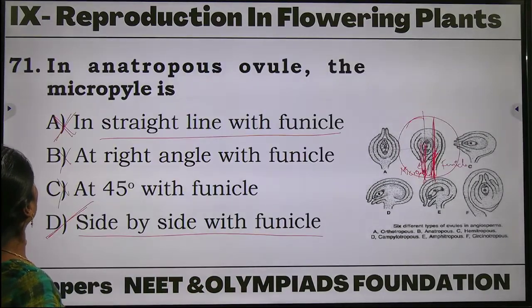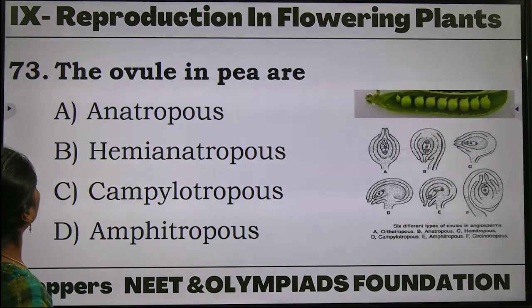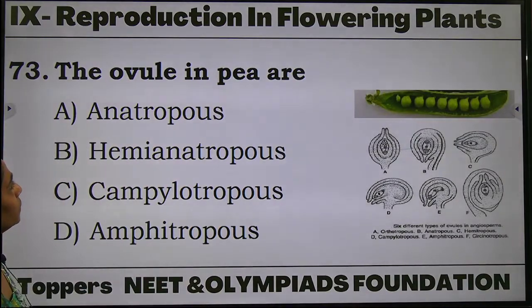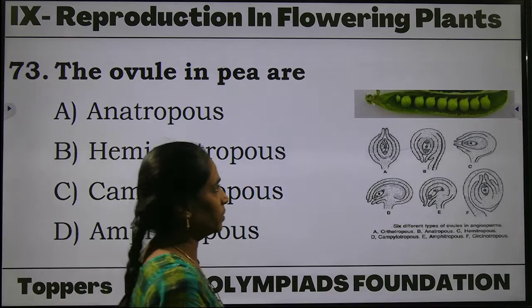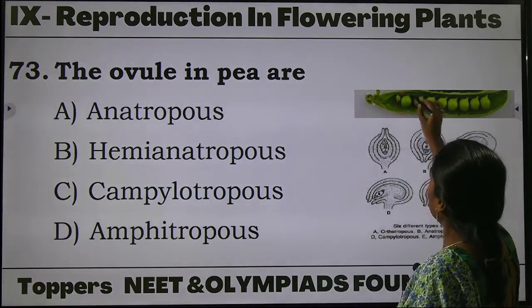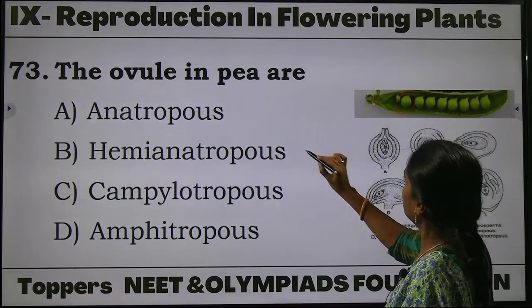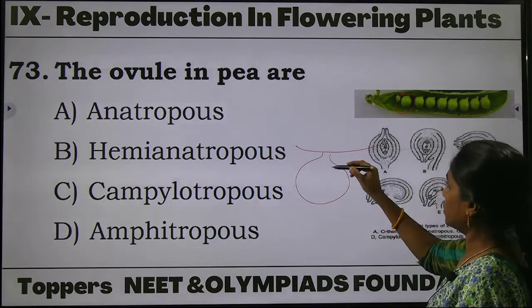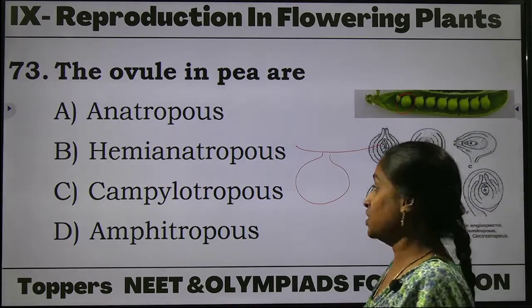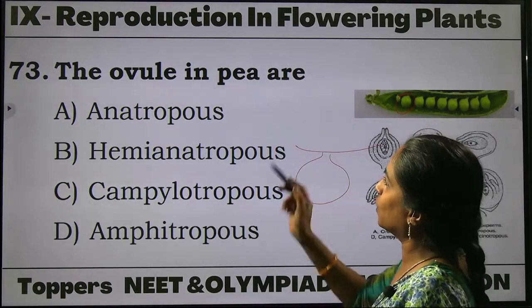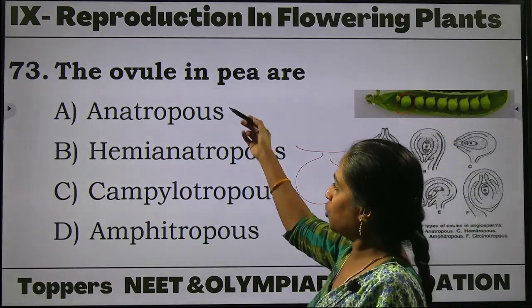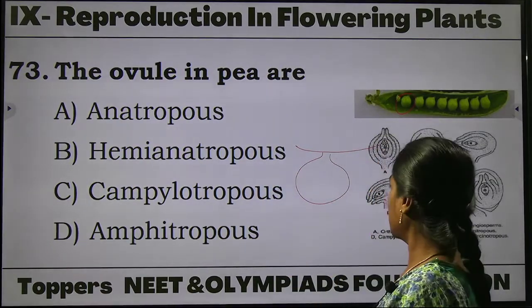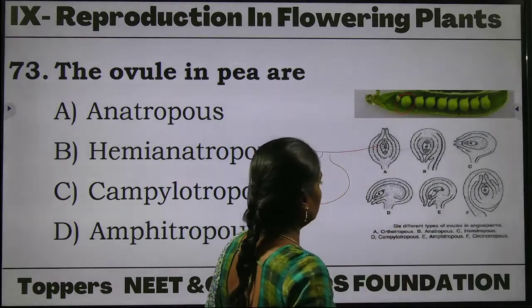Next, coming to the next question. This might be a repeated one. Let us see, the ovule is in a P shape. So what is the P shape? This is the P shape. The P shape is attached towards the, like this. So this kind of ovule is seen in which of these ovules he is asking. The ovule is P in PR: anatropous, hemianatropous, campylotropous or amphitropous. So see in the picture, what is option A?